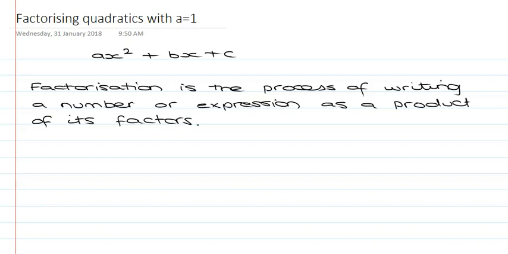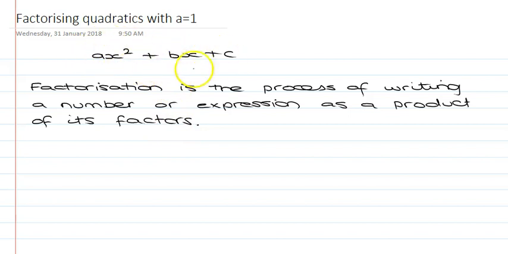In this video, we're going to factorize quadratics in the form ax squared plus bx plus c, when in fact a is going to be equal to 1. This is actually called a monic quadratic, where the coefficient of the x squared is 1. Now, remember, factorization is a process of writing a number or expression as a product of its factors.